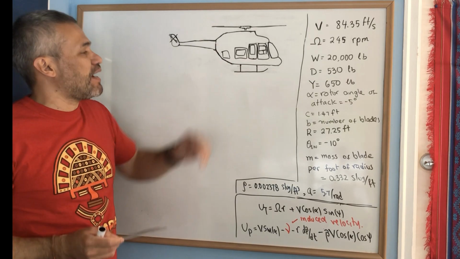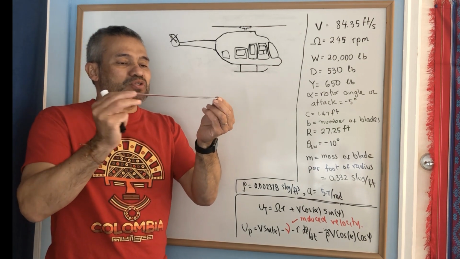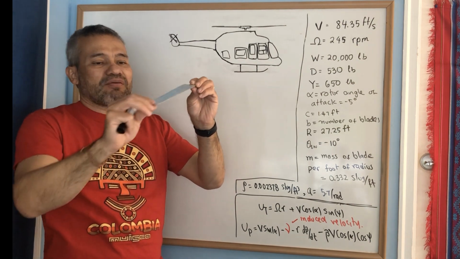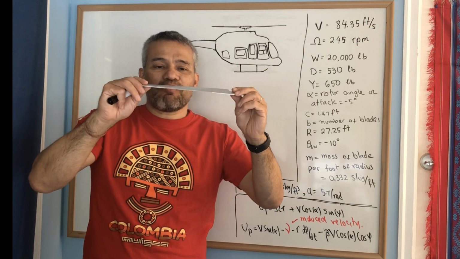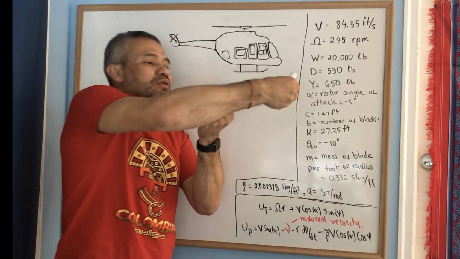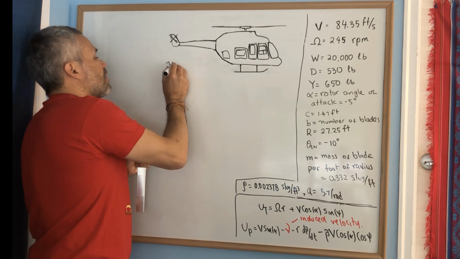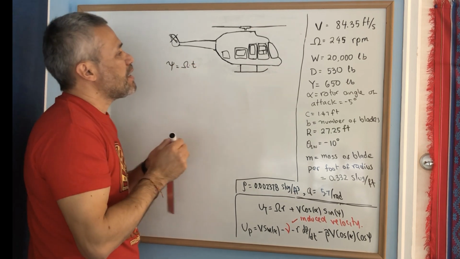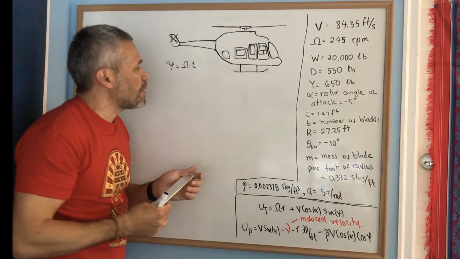When a helicopter is flying, the blade of the helicopter makes three types of motion. A motion like this. The blade also goes up and down. And the blade also does this type of motion. This type of motion is measured by an angle that is called the azimuth angle, which is equal to omega times t. Omega is the angular frequency of the rotor.